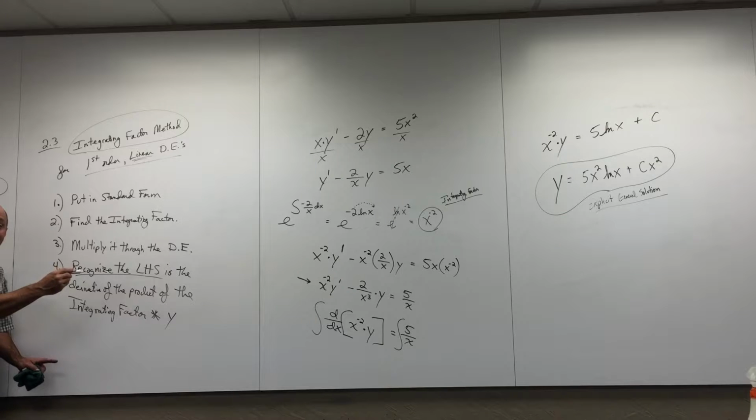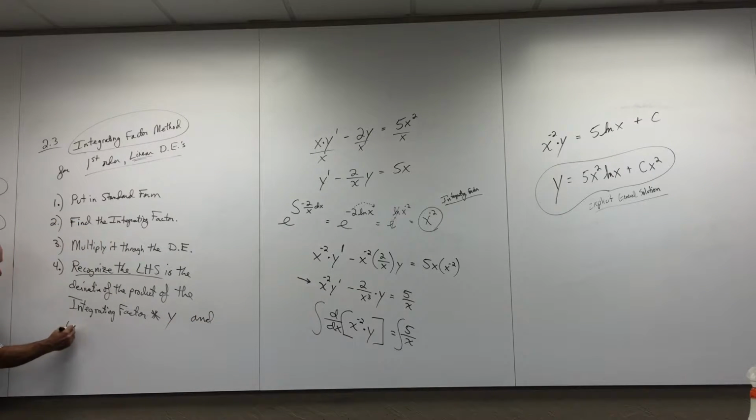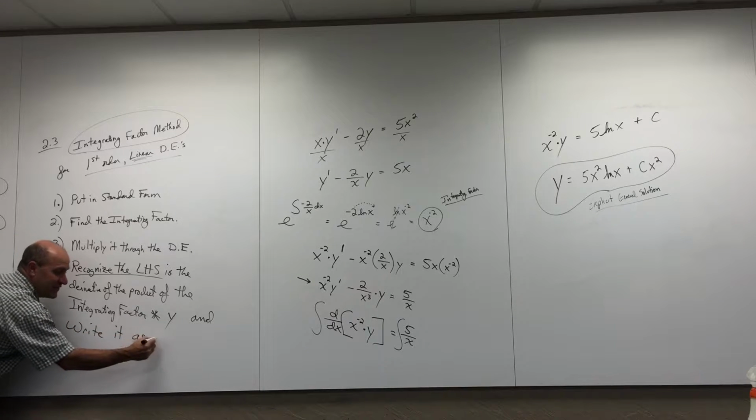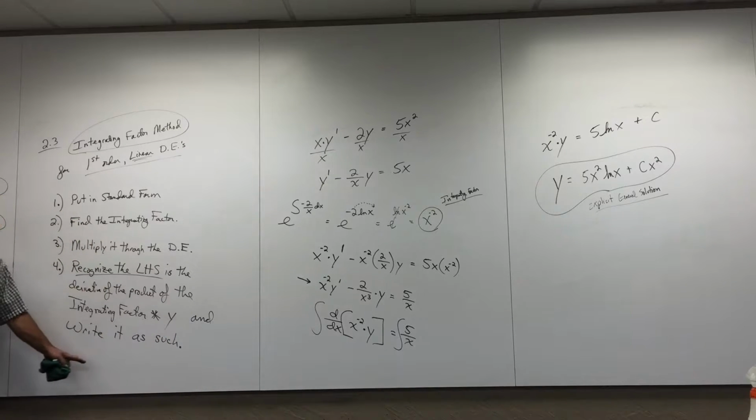Not only should you recognize it, but then you should write it as such. Write it as such. I love talking like that. I feel like a judge or something. Makes sense though, doesn't it? That is that next step. The next step is kind of a funny step. Recognize that the left-hand side is the derivative of the product of the integrating factor times y, and boom, write it as such.